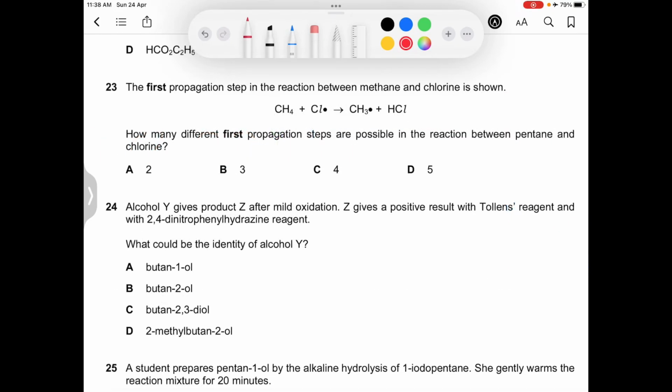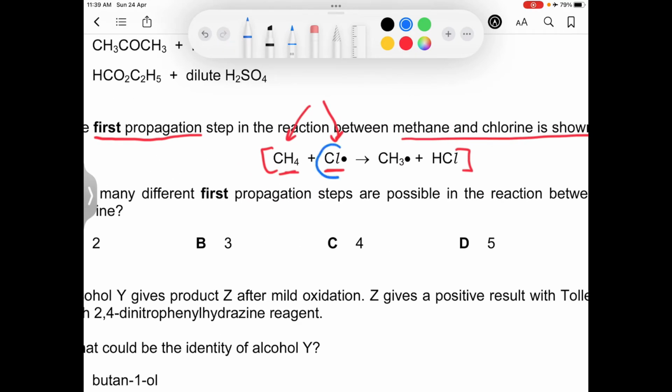Okay, let's go to 23. It says that the first propagation step in the reaction between methane and chlorine is shown. Before we start completing the question, you have to remember something about the propagation. First of all, it's a technique that we can use to make a substitution reaction. Once we make a reaction between halogen and organic molecule, the propagation step indicates that you have a radical and a molecule. Okay, so the radical is mentioned here, which is the Cl radical.